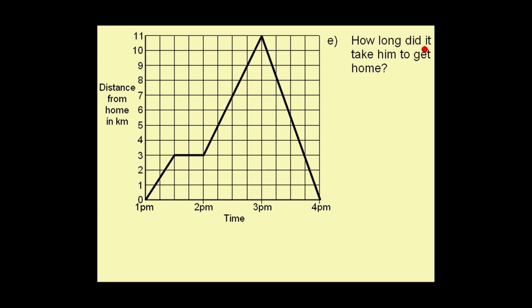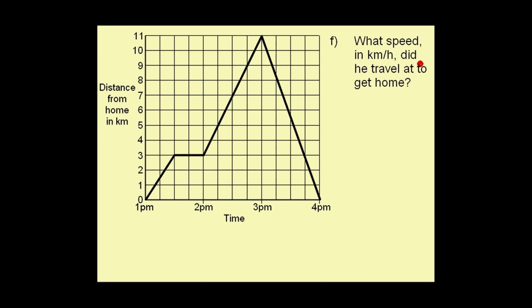Now I want to know how long it took him to get home. This is the point on the graph where he turns around and starts moving back towards his home. So he turned around at 3 p.m. and he arrived back at home at 4 p.m. So it took him 1 hour to get home.